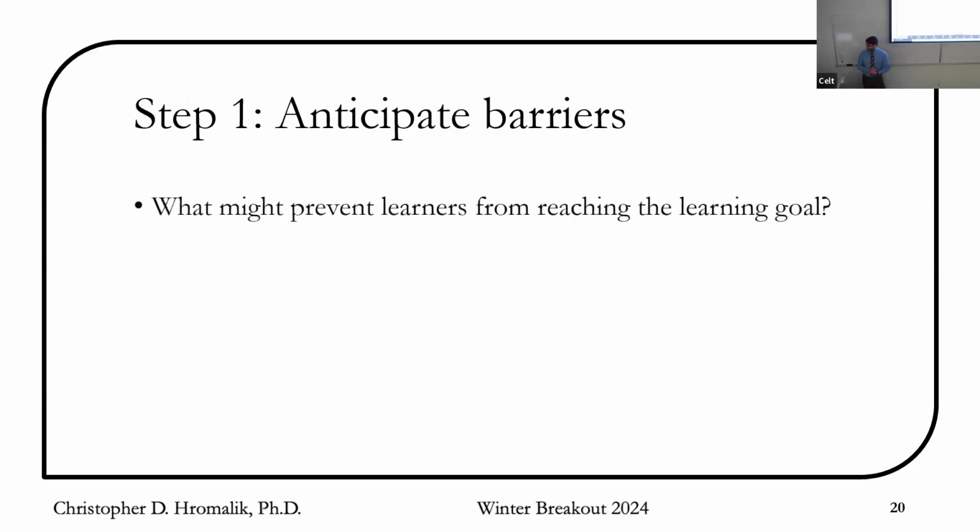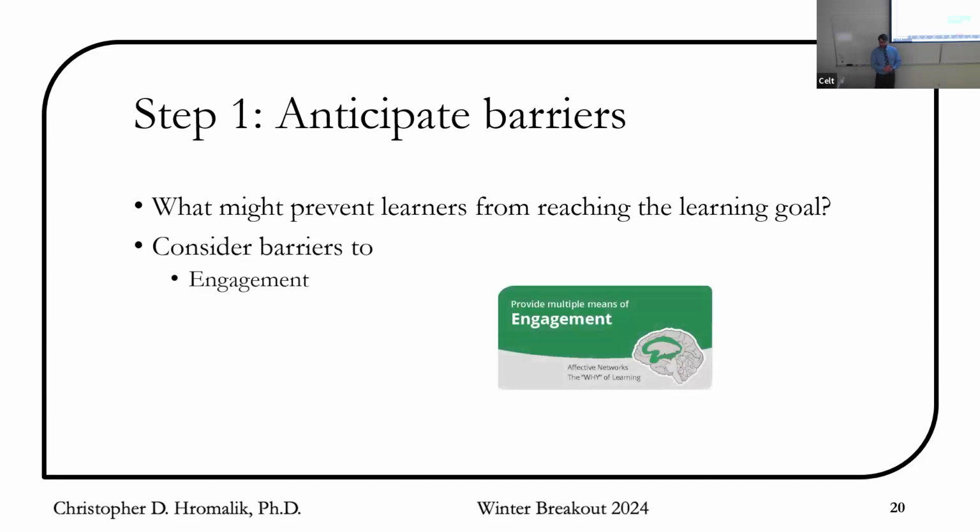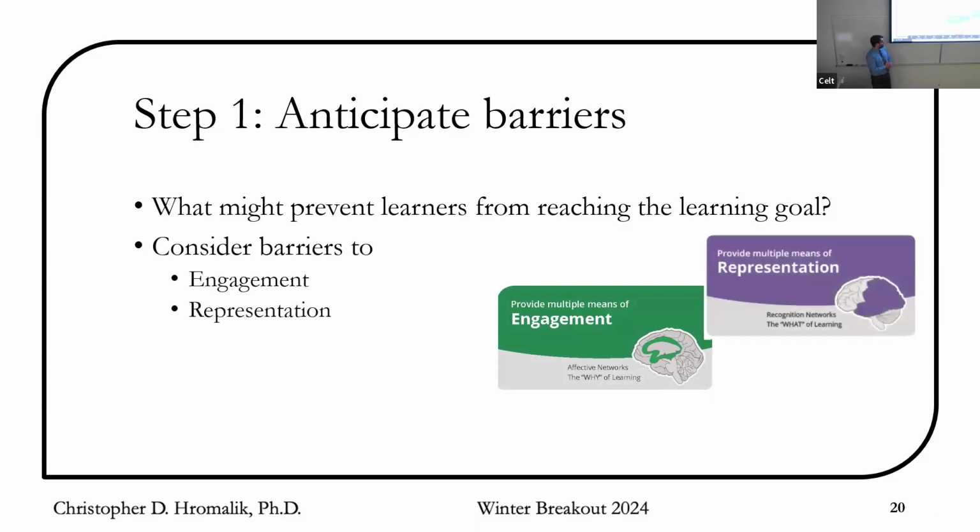So step 1, anticipate barriers. When I think about what might prevent learners from reaching learning goals before we even get to the classroom, we can consider barriers to engagement, or things that might make it challenging to even get students' attention and to keep their attention throughout the semester. Want to consider barriers to representation. Want to think about how students perceive information in classes. Is this information going to be accessible to all our students? Is it going to be useful to all? Or are there going to be barriers to all students being able to take part in the course?